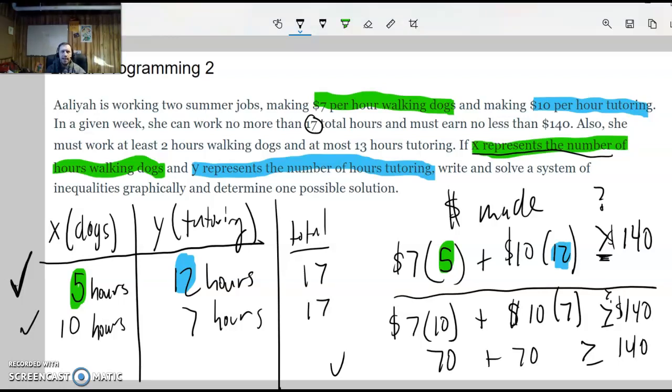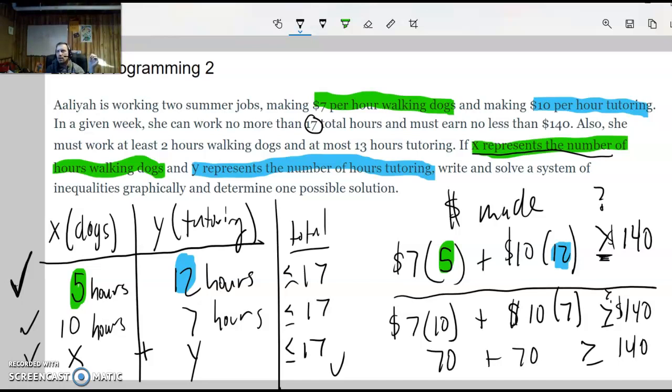All right, so for sake of time, let's just guess X this time, and let's guess Y this time. So X and Y together have to be what? She can work no more than 17 hours. Oh, so these have to be less than or equal to 17, because my hours together need to be less than or equal to 17. So I could have guessed a whole bunch of different hours, but I like this. So we say X plus Y less than or equal to 17.